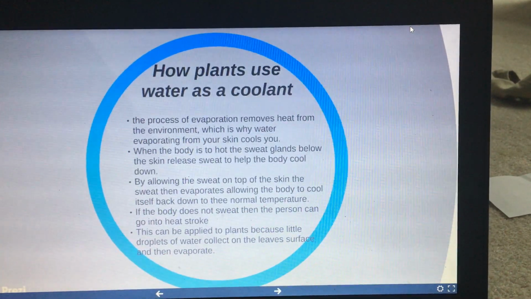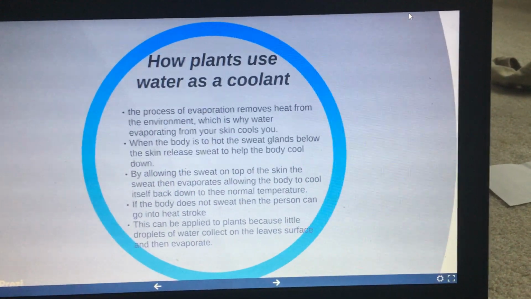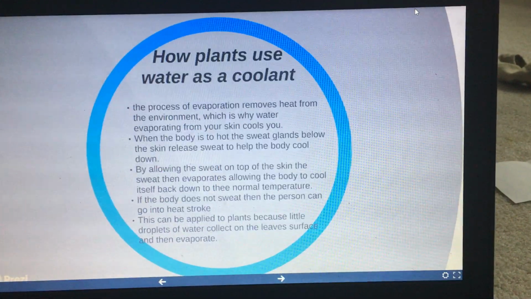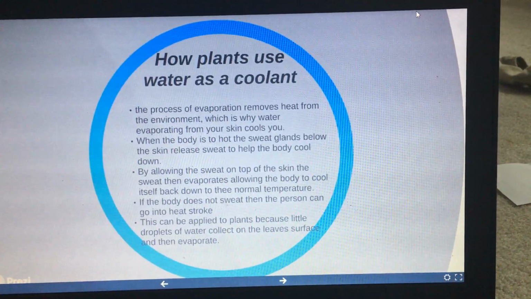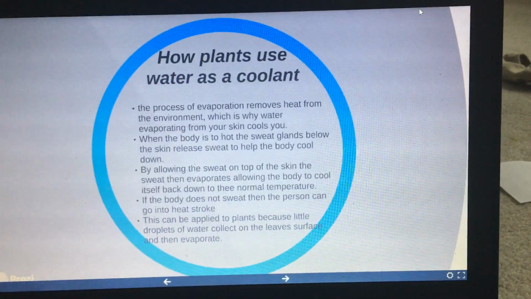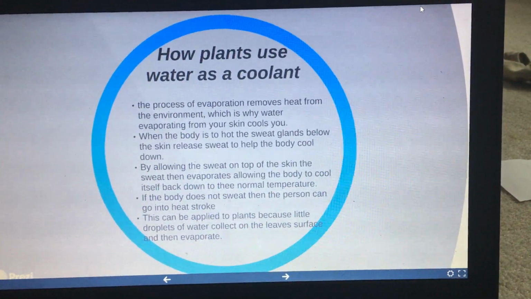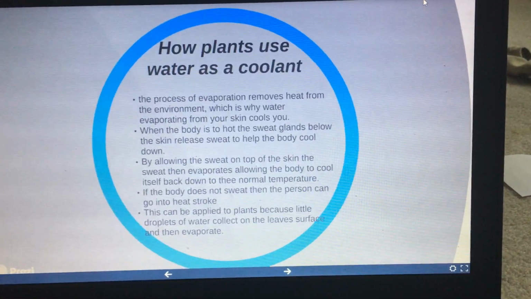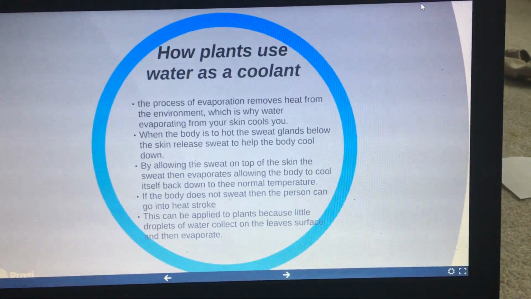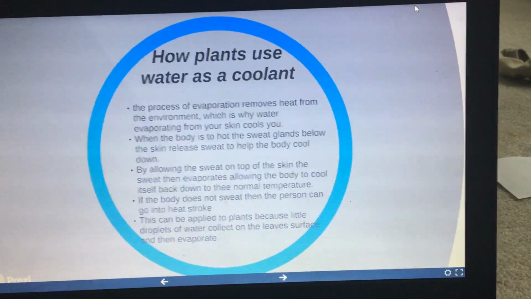How do plants use water as a coolant? The process of evaporation removes heat from the environment, which is why water evaporating from your skin cools you. When the body is really hot, the sweat glands below the skin release sweat to help cool the body down. By allowing the sweat on top of the skin, it then evaporates, allowing the body to cool itself back down to a normal temperature. If the body does not sweat, then the person can go into heat stroke. And this would be applied to plants because little droplets of water collect on the leaf's surface of the plant and then evaporate.